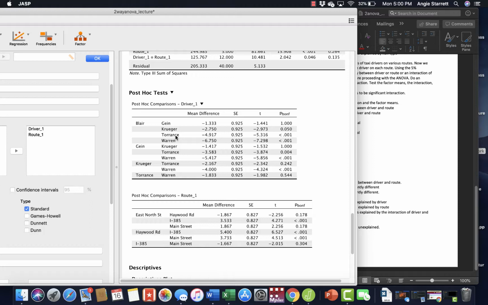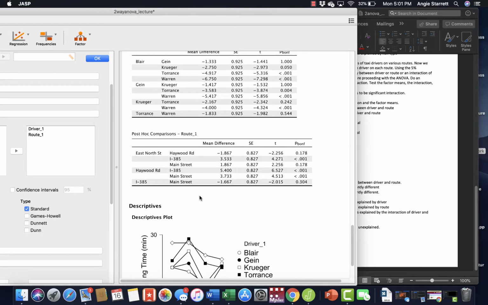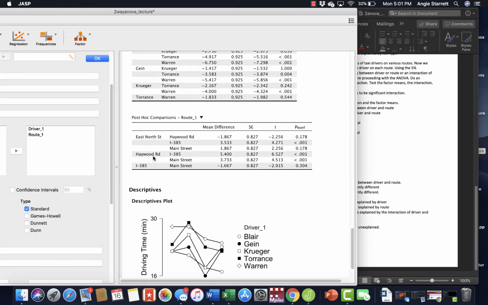All right. Let's see here. Kruger and Warren has a significant p-value, and here we would say Kruger drives faster than Warren. Are there any routes that are particularly different? We see here that Haywood Road and Main Street are significantly different with the p-value of less than 0.001. This positive mean difference is saying that Haywood takes significantly longer than Main Street on average. All right, here I-385 is significantly quicker than Main Street.